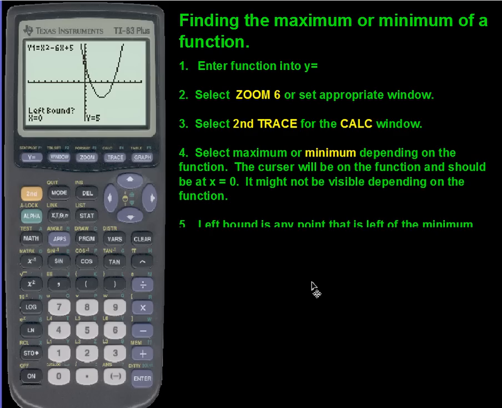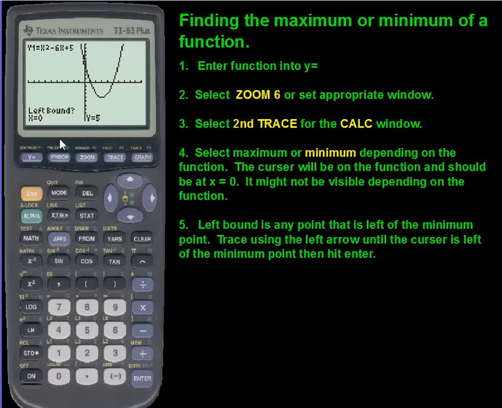It's asking me for left bound right here, and there's a question mark, you notice. The cursor is now at 0.5. I know my y-intercept is at 5 because the constant is 5. What I'm looking for is this point. So it says left bound, so it's any point that is left of the minimum. Here's my minimum, I'm to the left. It doesn't matter above or below, that's irrelevant, only left or right. So what I'm really thinking about here is x. Is my x number left or less than the minimum point? It is right now, and so I can just hit enter right away.